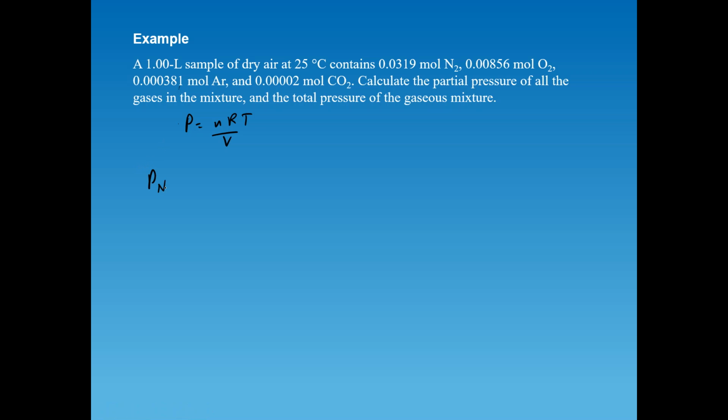So the partial pressure of nitrogen would be equal to the number of moles of nitrogen, which is 0.0319 moles, times R, which is 0.0821 liters atmospheres over mole Kelvin, times the temperature, which is 25 degrees, which we have to convert to Kelvin, so that's 298 Kelvin. And then we divide all of that by the volume, which is 1.00 liters. All right, so let me do that here, 0.0319 times 0.0821 times 298 divided by 1.